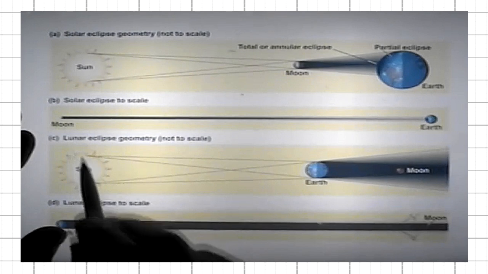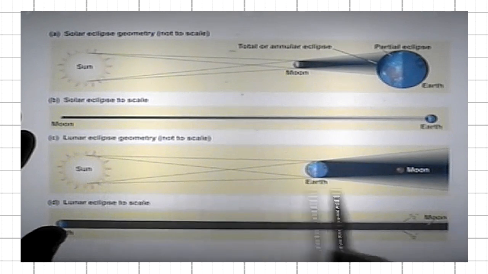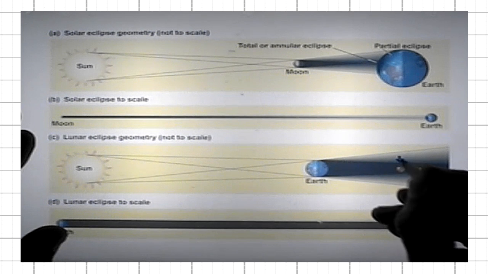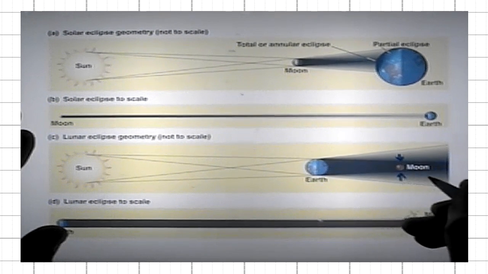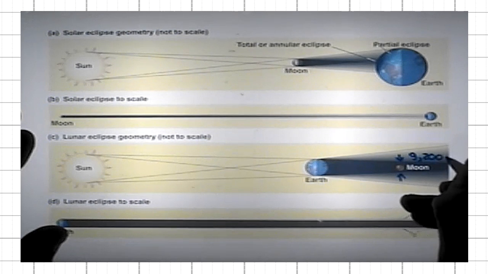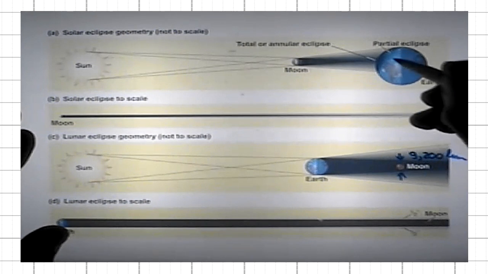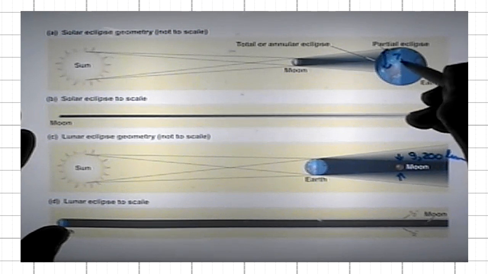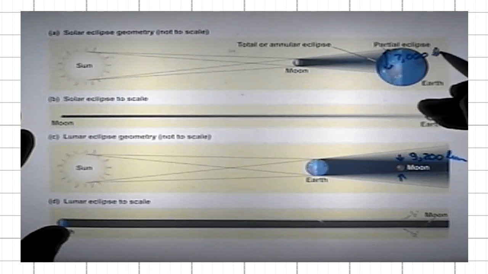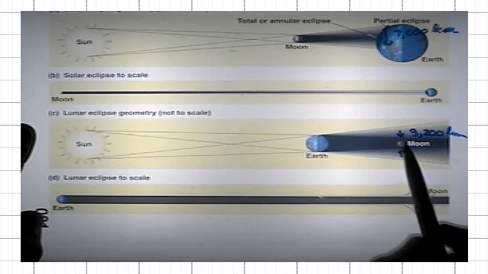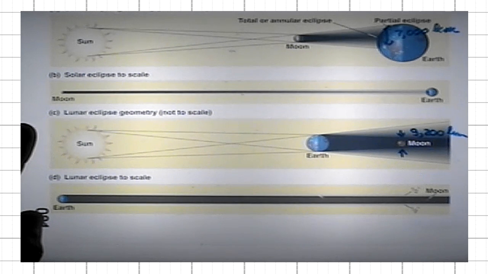Panel C shows the geometry during the lunar eclipse. So the width of the Earth's umbra at the moon is 9,200 kilometers. This here is 7,000 kilometers. Okay, so it's much more common to observe the total lunar eclipse.